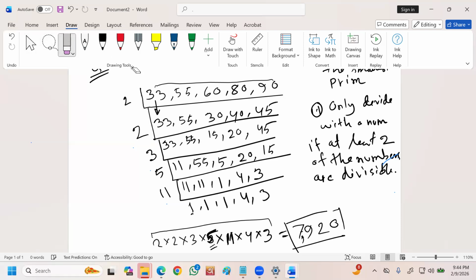Sir, when I multiply, I get 8052. No, you have to check it again. This is 792. 792 will come. This is the correct answer. 2 times 3 times 5. This is 5, not 3. And then 11, 4, and 3.